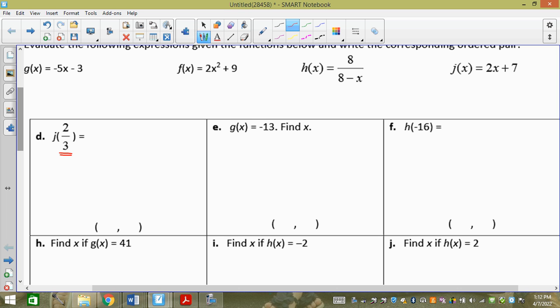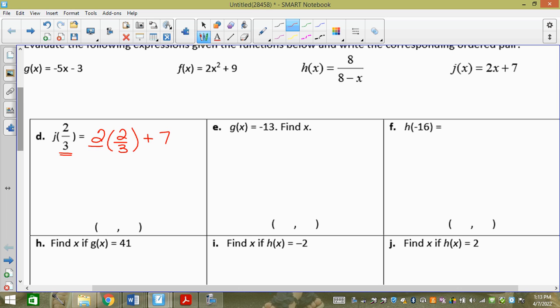This is a J of what? J of x. J of x. We agree? So what's it going in for? X, because it's in the spot where x is, correct? So J of 2/3 just means for every x in J of x, I'm putting in 2/3. So I'm going to go 2 times 2/3 plus 7. This is just function notation.